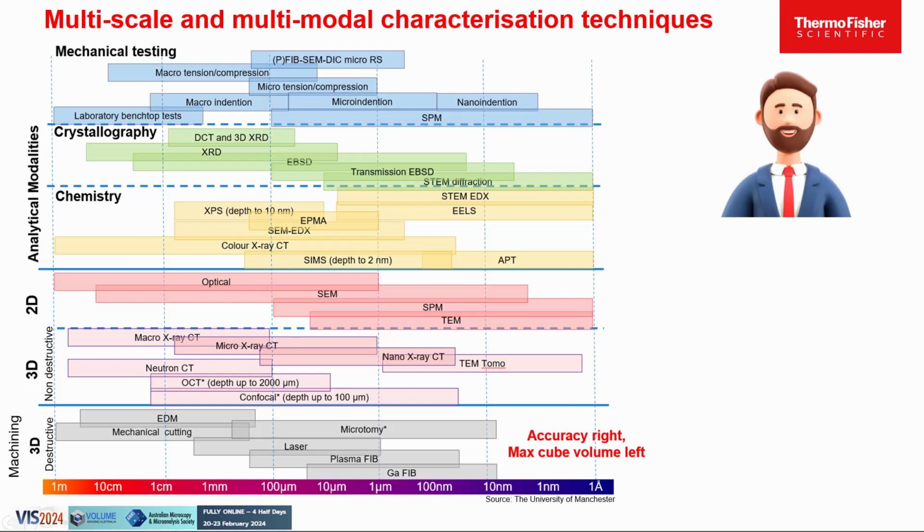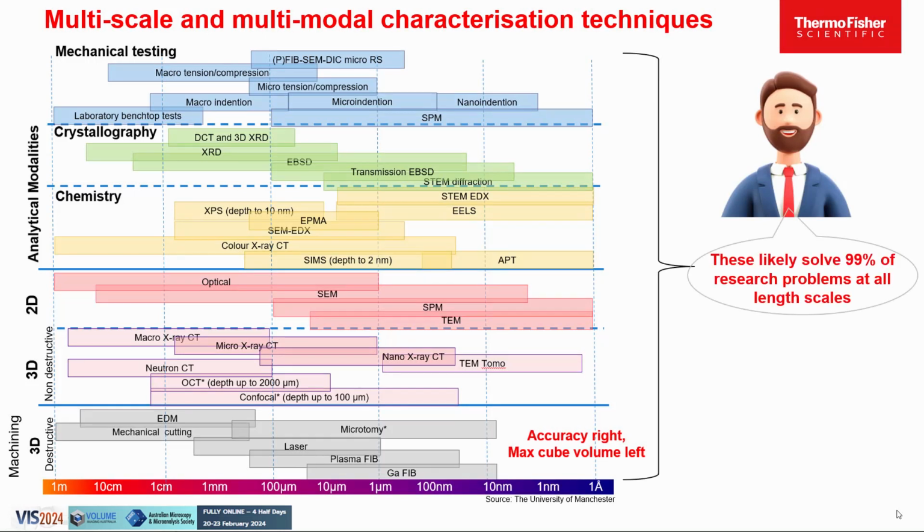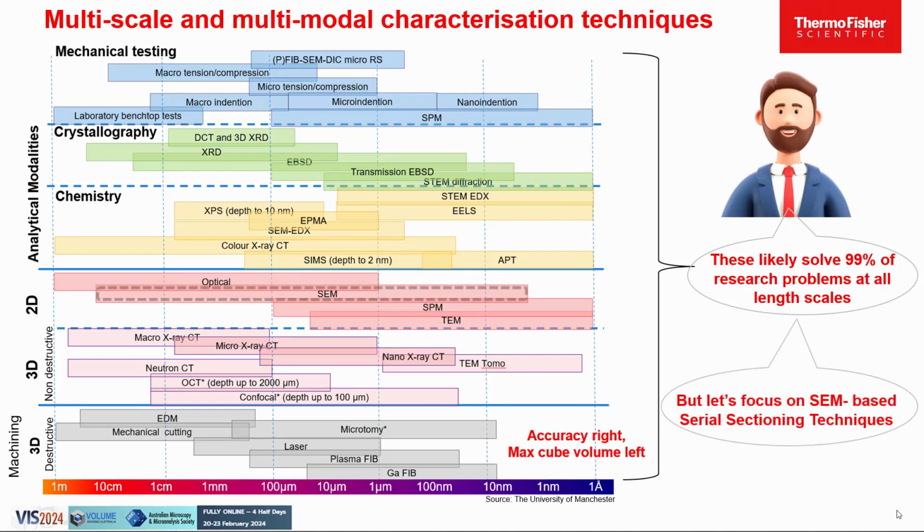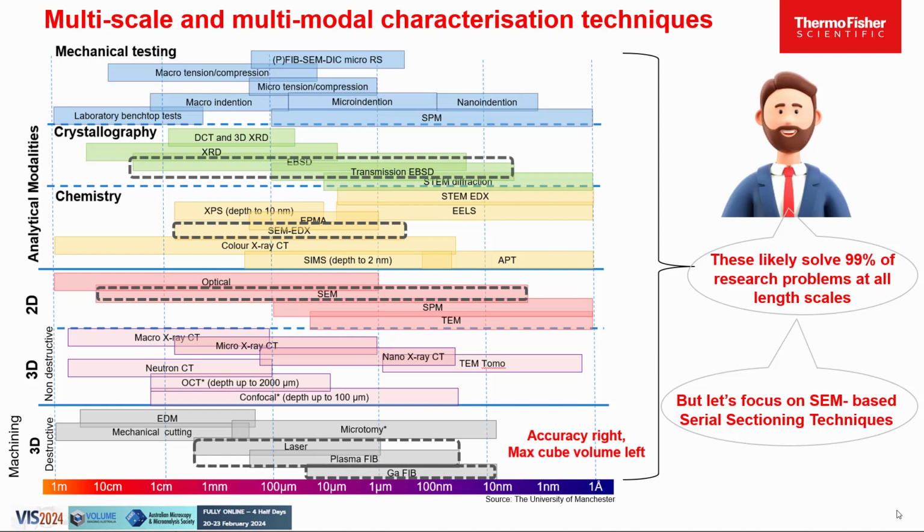Here we see the landscape of machining, characterization, and testing techniques in 2D and 3D, applied at various length scales. These likely solve 99% of research problems at all length scales, but let's focus on SEM-based serial sectioning techniques.